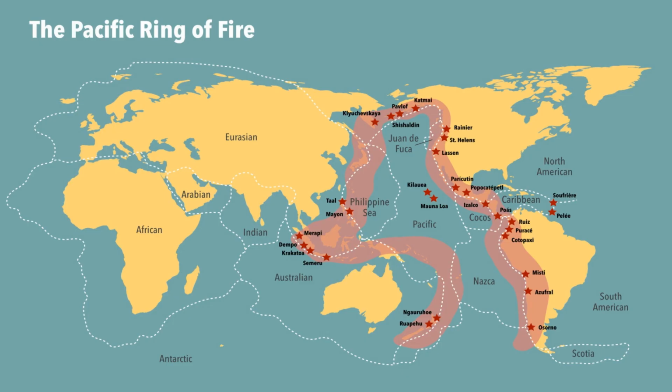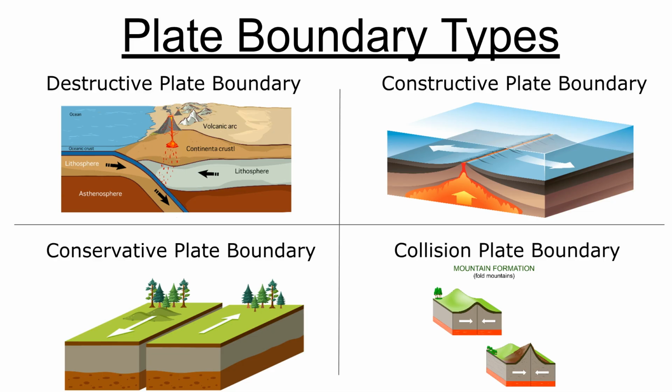The Pacific Ring of Fire highlights what then happens at the edges of plate boundaries. We see earthquakes and volcanoes. But depending if they scrape, crash, or separate, we will see different outcomes. The scraping, crashing, and separating of plates leads to 4 different plate boundary types.